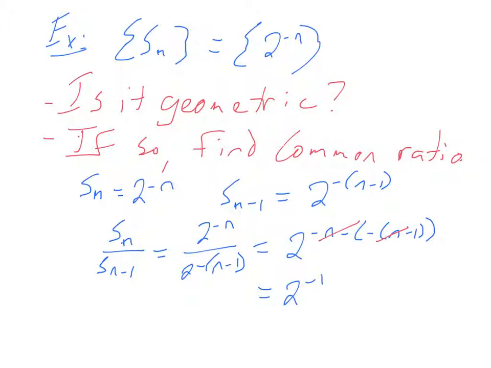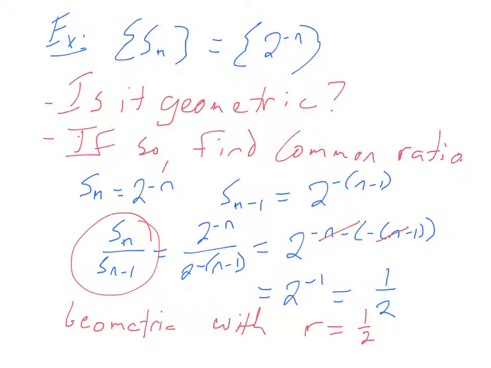Right, so the n's cancel. We're just left with 2 to the negative 1, which is the same as 1/2, right? So it is geometric. And what's my common ratio? 1/2, right? Because no matter which two consecutive terms I pick, because this is general, right? This could be anything. These could be any two terms here. No matter which two I pick, if I divide them, I get a constant ratio of 1/2, right? So I've proven that. And so I have my common ratio there.